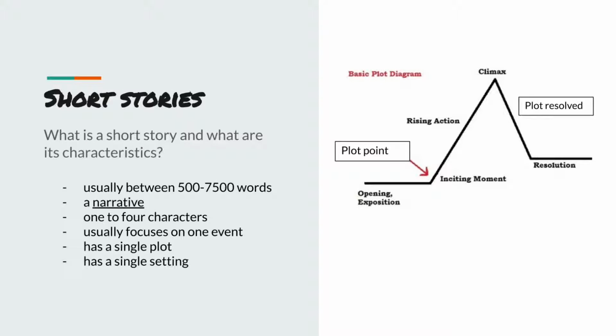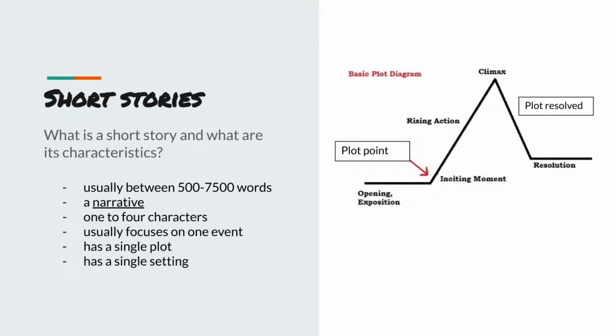Short stories. What is a short story and what are the characteristics? A short story usually contains somewhere between 500 and 7,500 words. Short stories follow a narrative text type, text genre. In a short story, there are between 1 to 4 characters, and 4 characters max. It usually focuses on one single event and has one plot.